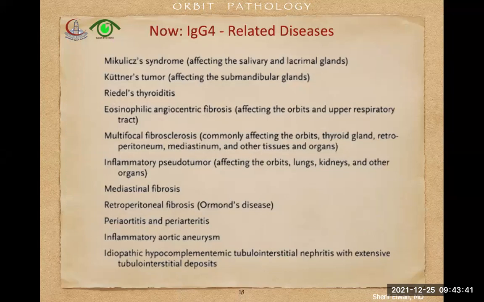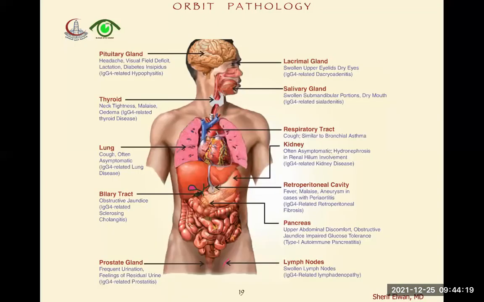In the body, this disease may affect many parts like the submandibular glands, the lacrimal glands, the thyroid, even sometimes the kidneys and the mediastinum, and may lead to periaortitis or aortic aneurysms. But in the eye, it mainly affects the orbit, causing what we call pseudotumor, the previous name, and may affect the lacrimal gland, causing the syndrome termed Mikulicz syndrome.